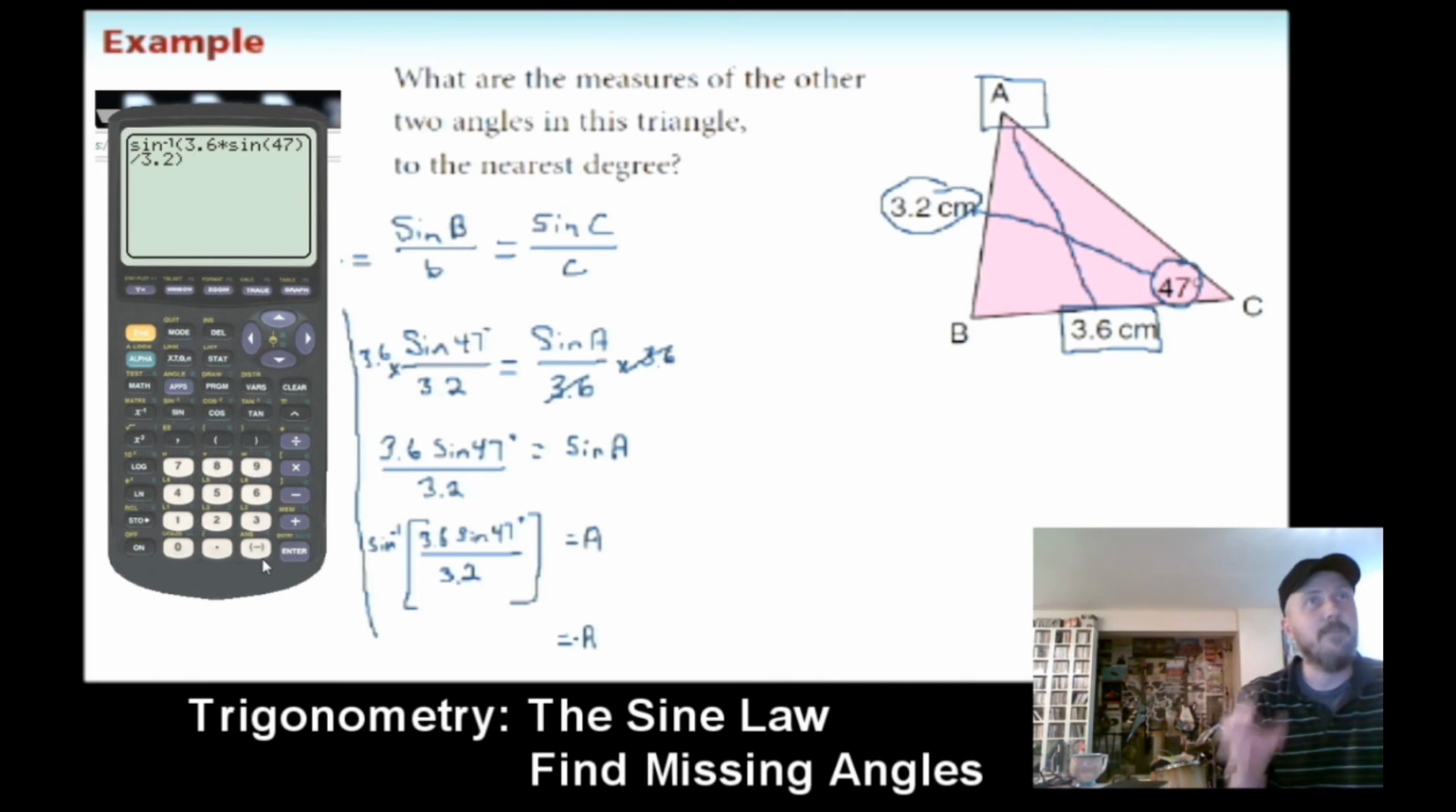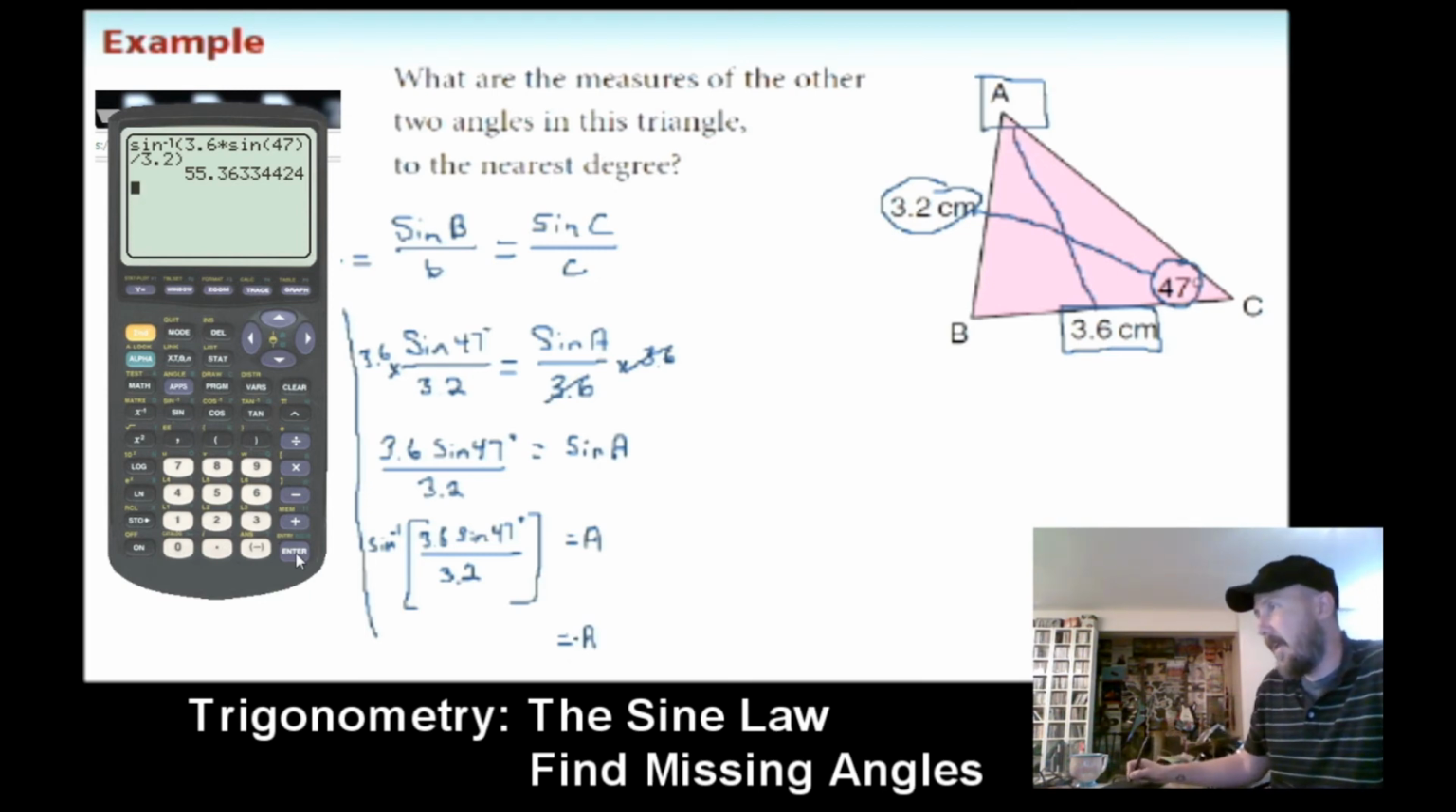3.6 is bigger than 3.2. So I don't know what the answer is going to be for angle A, but I know it should be bigger than 47 degrees. If it's not bigger, that means I did something wrong. If it is bigger, that means I did something right. So let's hit enter and see what we get. 55 degrees. There we go.